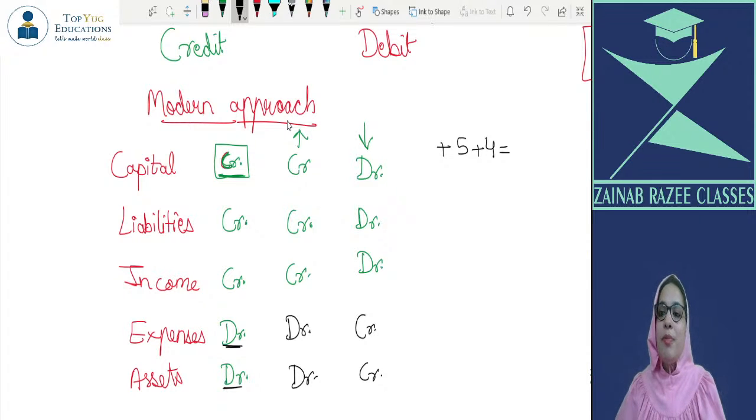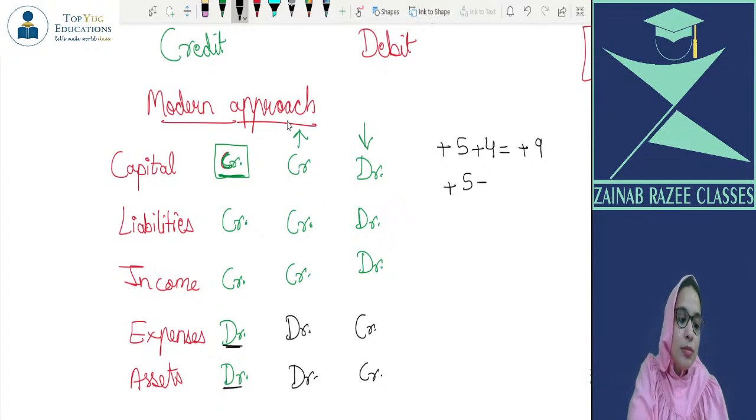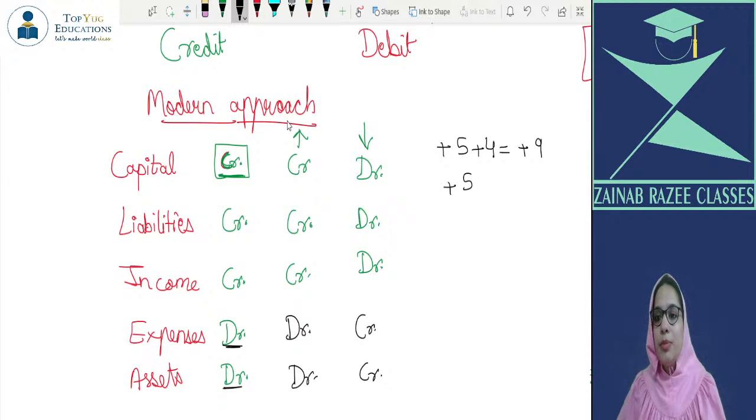Yes. So plus 5 plus 4 is equal to plus 9. And minus 5 minus 4 is what? Minus 9. Plus 5 plus 4 is plus 9. Minus 5 minus 4 is minus 9. Do you all agree?